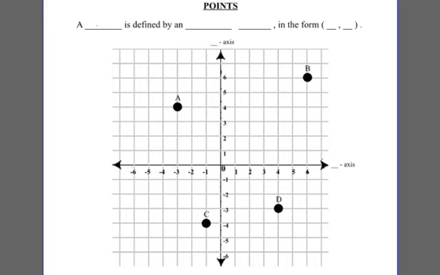Okay, today we will be talking about points. So a point is defined by an ordered pair in the form x, y. So what is x, y?